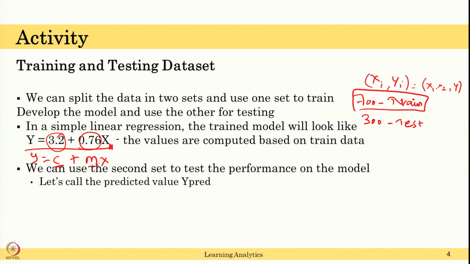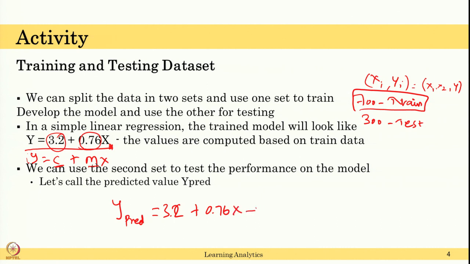Now, we use this model to predict the performance of the test data. In the test data, we will give y predict equals 3.2 plus 0.76 x.